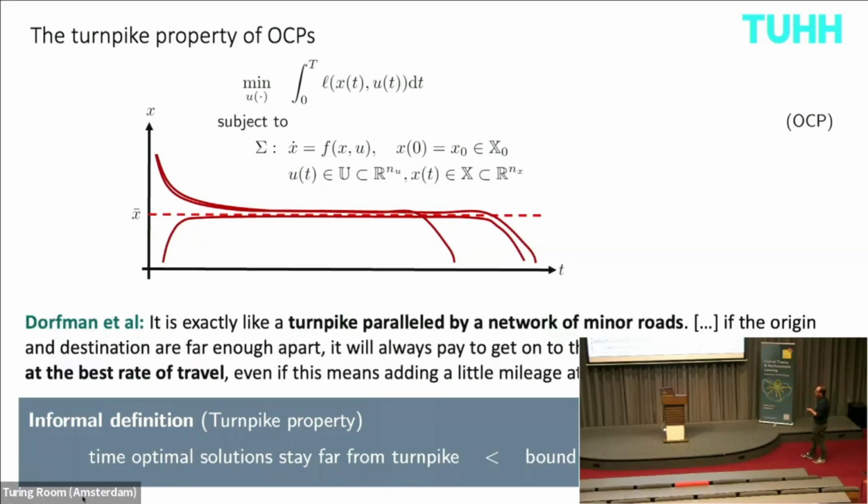Where does this come from? First observations go back to Ramsey in macroeconomics and John von Neumann.